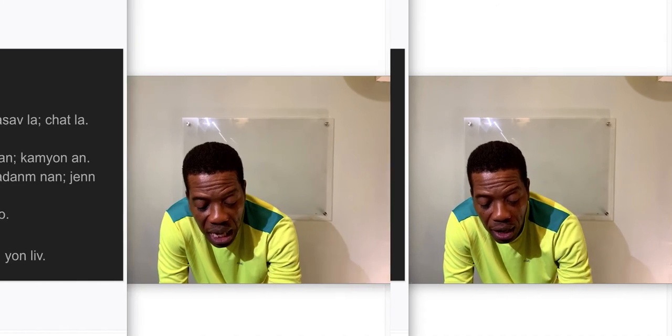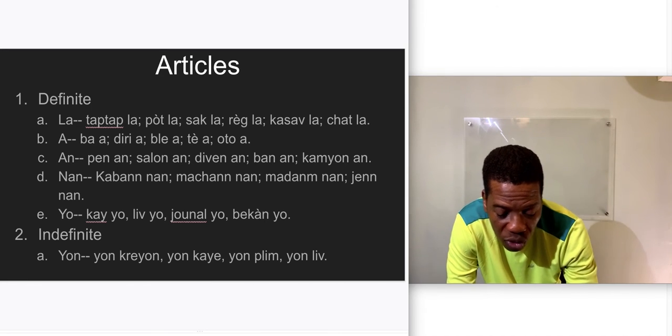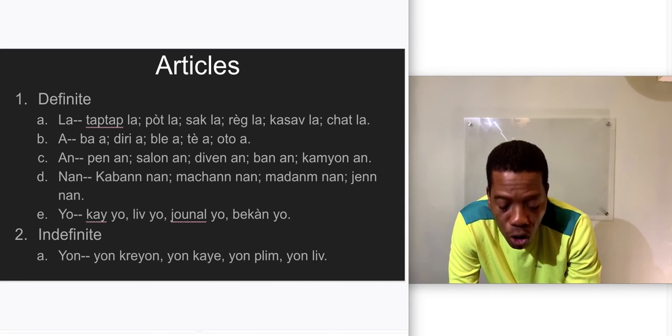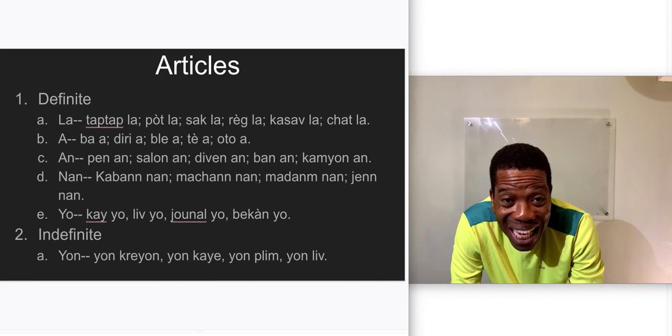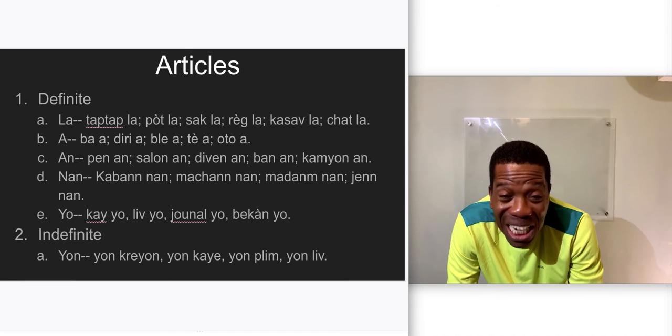Now you will see what the definite, it was after the word, but now you're going to see it's going to be before the word. What's the indefinite? Yon crayon, yon cahier, yon plume, yon livre.